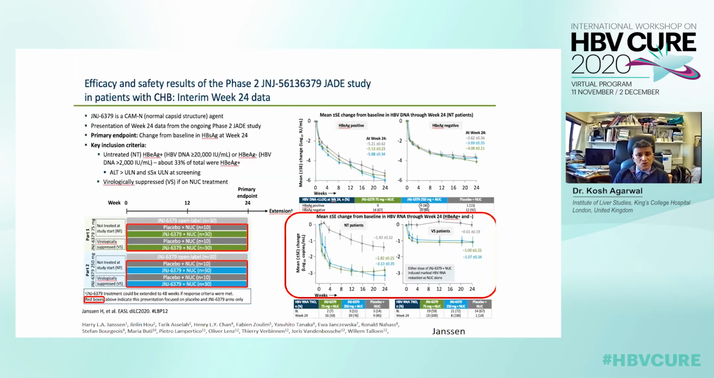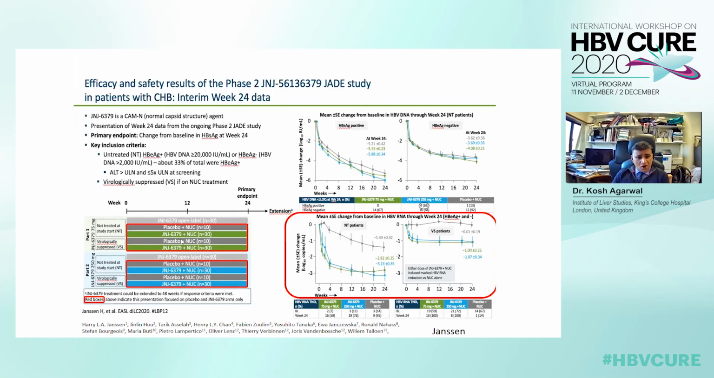Moving now to the Janssen study, somebody called Harry Janssen presented data from EASL looking at the J&J 6379 CAM. This is a group 2, class 2 drug, and this is the JADE study looking at 24-week data. Complicated study looking at not only e-antigen negative and positive patients, both not treated and virologically suppressed, but also looking at 2 different doses of their capsid.